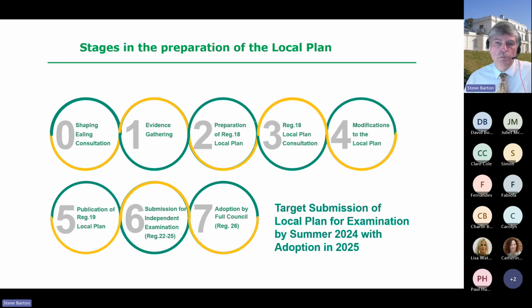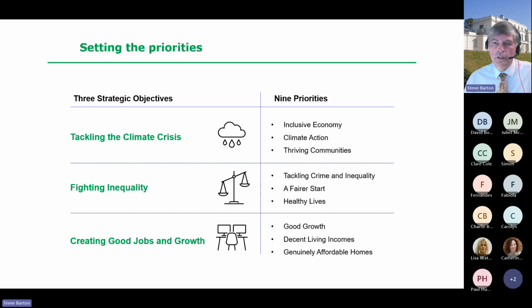But my best guess is that we probably would get to those hearings towards the end of autumn at the earliest, more likely winter, possibly this side of Christmas or possibly into the new year. And then adoption, if all goes well and we get that report from the inspector confirming that we've met the various tests, adoption is expected to take place around the summer of next year, as I say, subject to the independent inspector's assessment.